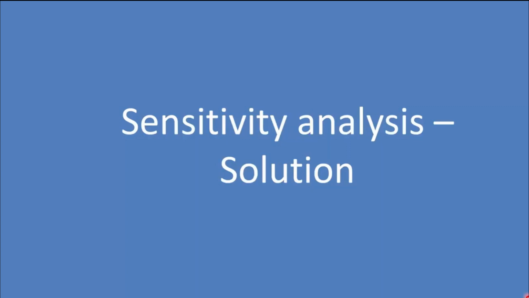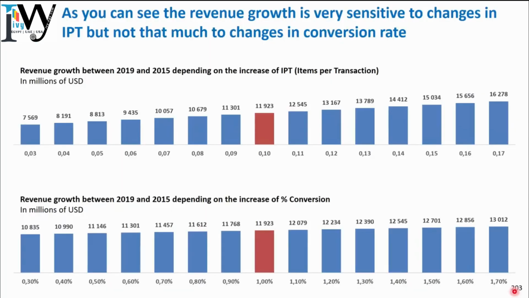Sensitivity analysis solution in PowerPoint. Now let's have a look at how we can present it in PowerPoint in the form of a slide. So here we have presented the results we got from Excel. So if we change the assumption on the IPT from 0.1 to 0.09 or 0.11, etc., we would get the following values. So as you can see, it is very volatile, because it's going from almost 12 million to 7.6 million and up to 16.2 million.